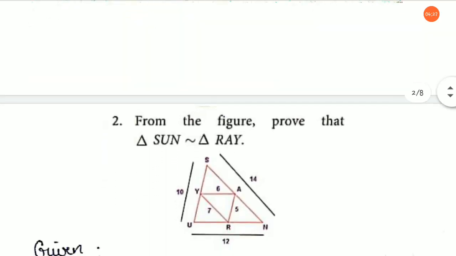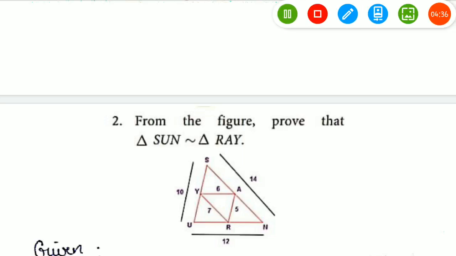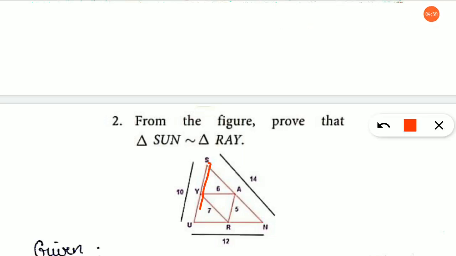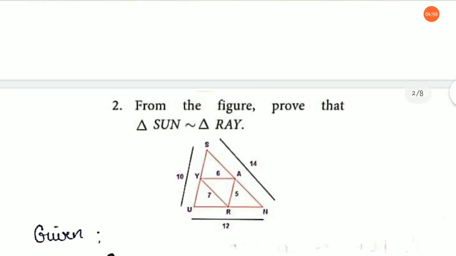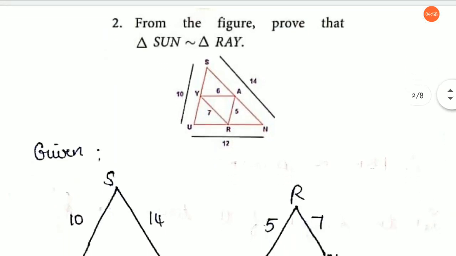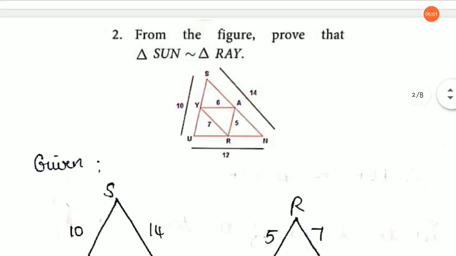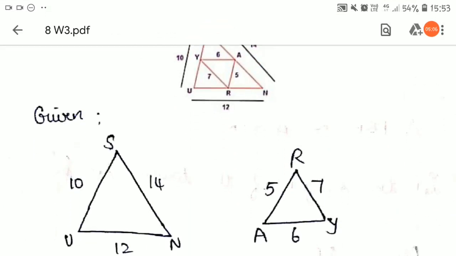Look at the next question. From the figure, prove that triangle SUN is similar to triangle RAY. First check where is the triangle SUN: S, U and N. So this triangle is similar to RAY: R, A and Y. It is the same as the first sum, you are going to solve it the same way. For that, first we have to split and write both the triangles. If you want, you can prove it, but since they have given you that both are similar, there is no need to prove they are similar. So you can directly start doing the sum.